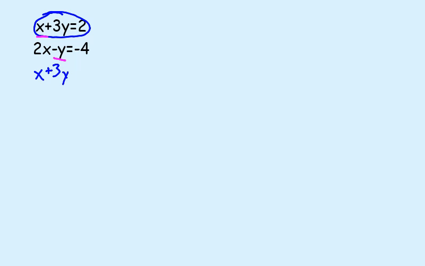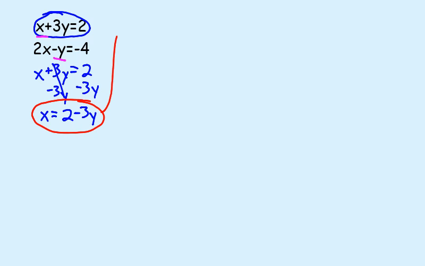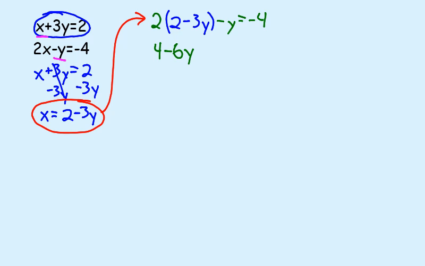So rewriting it so that I can use it more easily, I solve for x, so I get x equals 2 minus 3y. And then I take that equation and plug it into my bottom equation, again replacing the x with the solution that I found in blue. After that, distribute the 2 into the parentheses and solve for y.